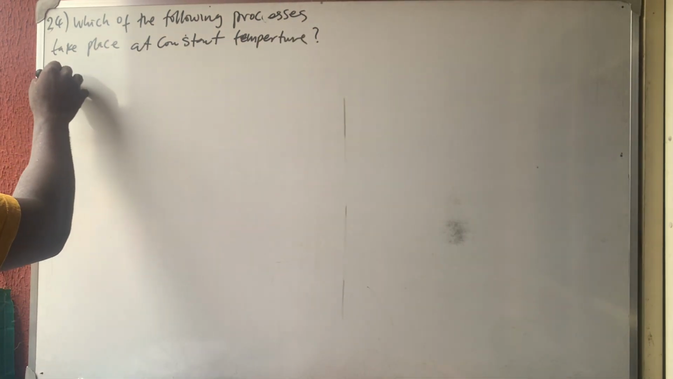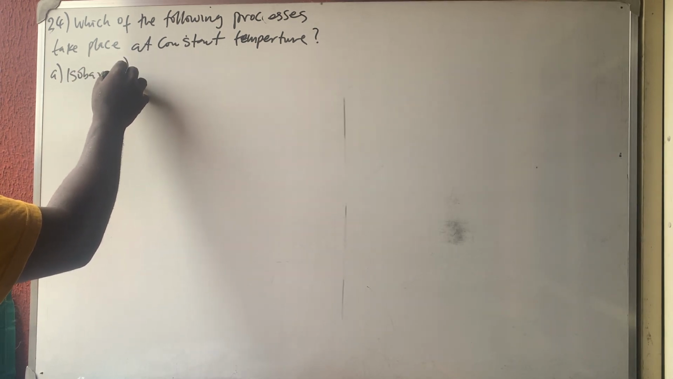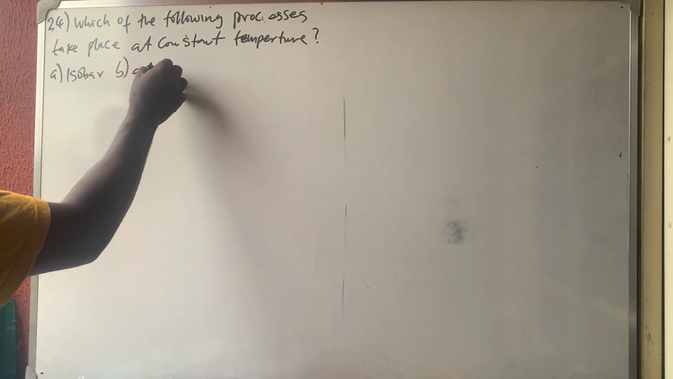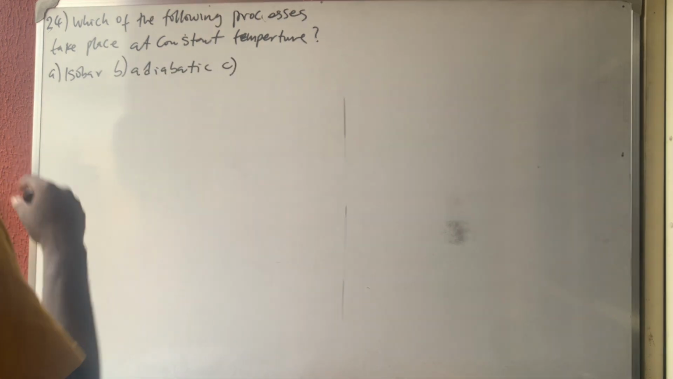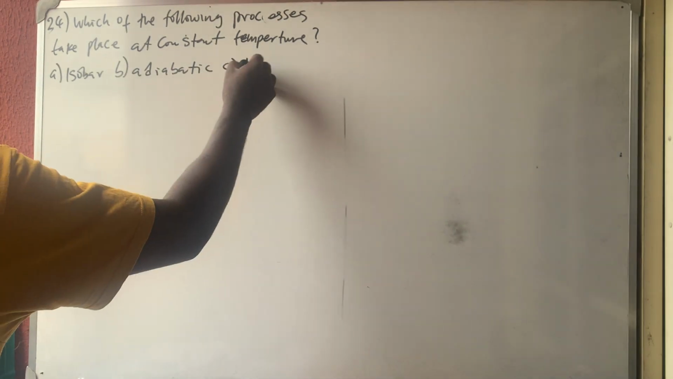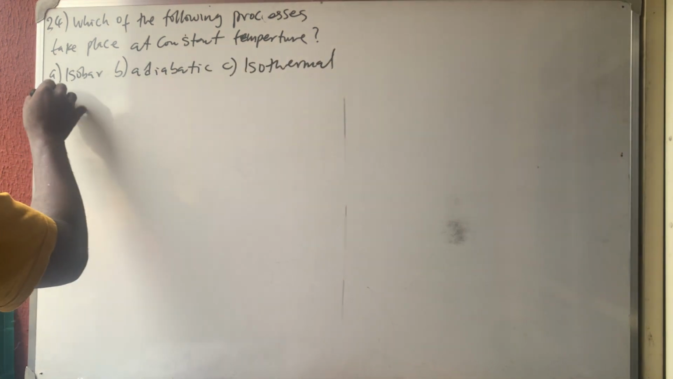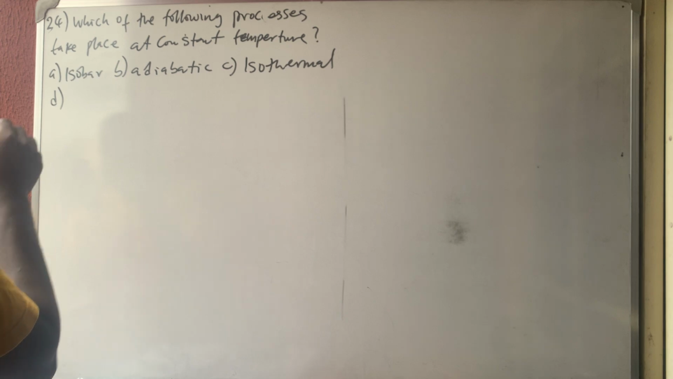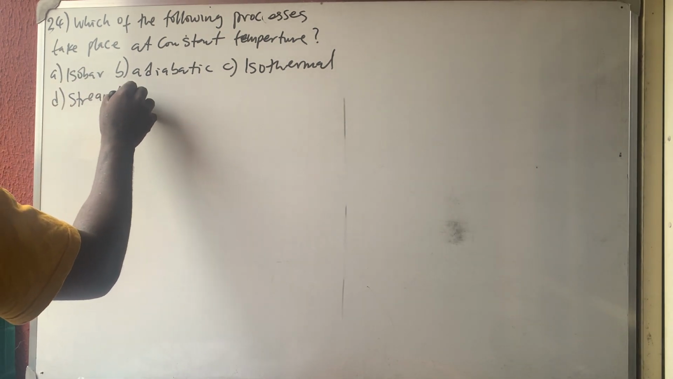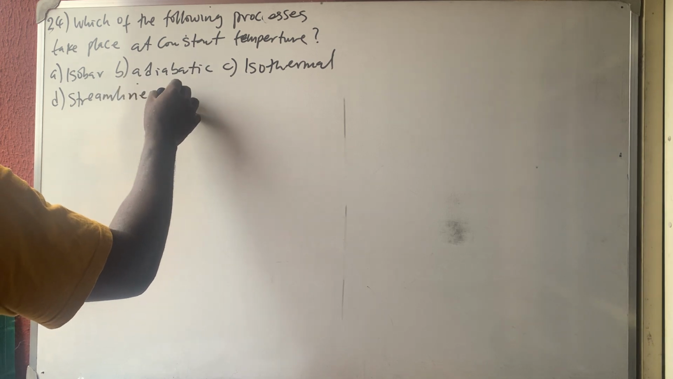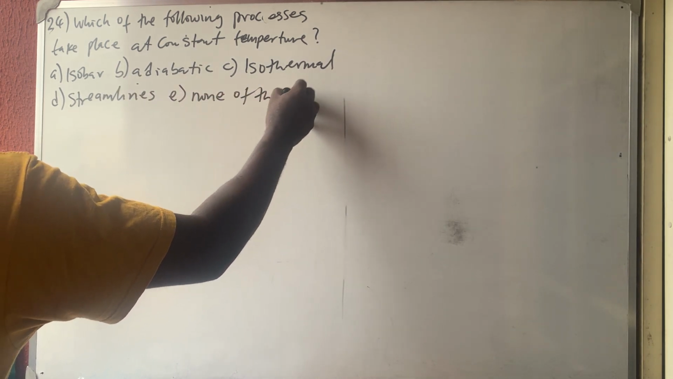Option A said isobar. B option said adiabatic. C option said isothermal. D option said streamlines. Then E said none of the above.